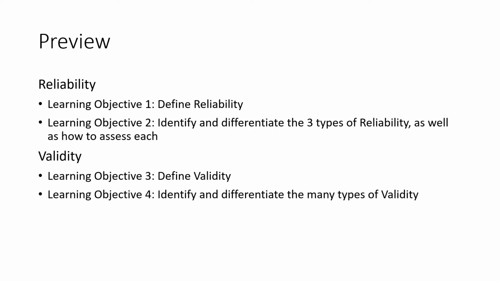In this lecture, we're going to be talking about reliability and validity. Now, these are mainly stats-oriented terms, but they are methodological in nature. So for this lecture, again, we're going to be talking about reliability and validity. Within reliability, we're going to have the learning objectives to define reliability. We're going to have to identify and differentiate the three types of reliability as well as how to assess each. Then for validity, you'll have to define validity as well as identify and differentiate the many types of validity. There are many types of validity that we'll be talking about.